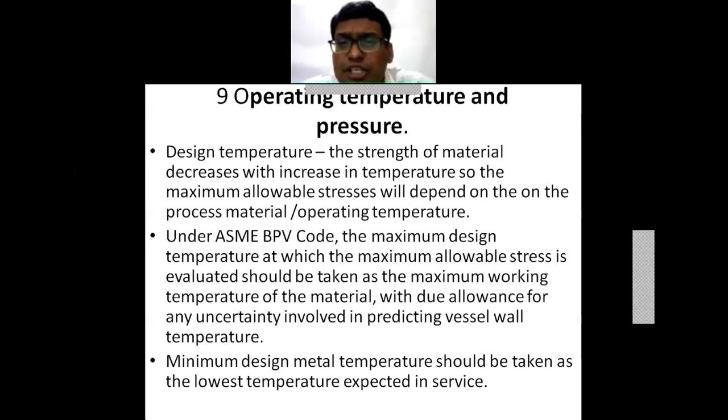So design temperature: the strength of material decreases with the increase in the temperature. So the maximum allowable stresses will depend on the process material or the operating temperature. And this is the operating temperature, whether it's a higher operating temperature of a material, or sometimes you have to take the minimum design metal temperature also. Minimum design metal temperature should be taken as the lowest temperature expected in the service.